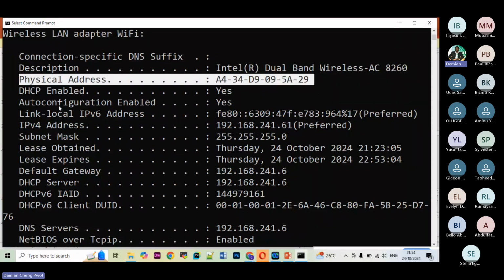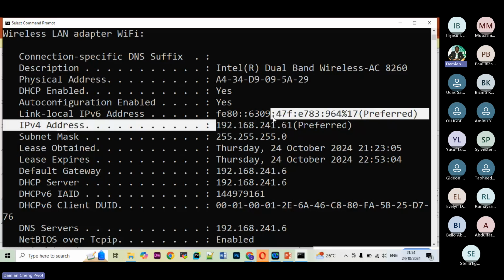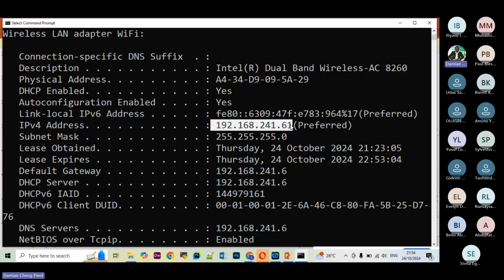The physical address does not change as you move from one network to the other, but the IP address changes when you connect from one network to the other. If I change from wireless to wired, you may not see this address. The IP address changes, but the MAC address still remains. If I connect to another wireless device, let's say a SIM router, this will remain, but the IP address will change. So that's what we mean.